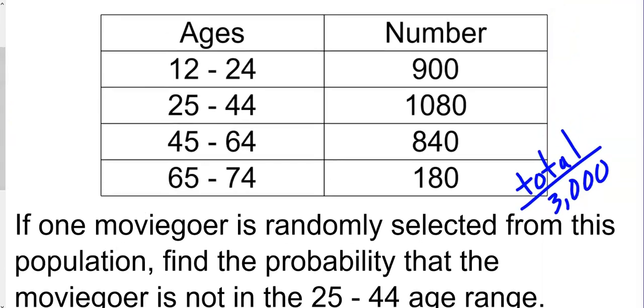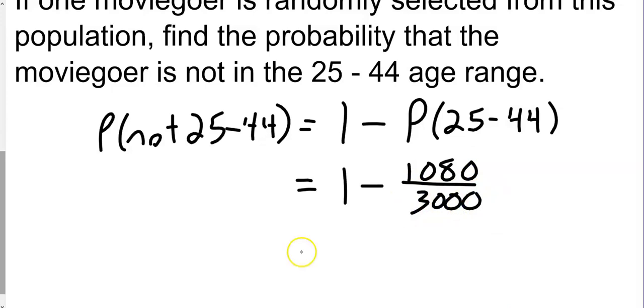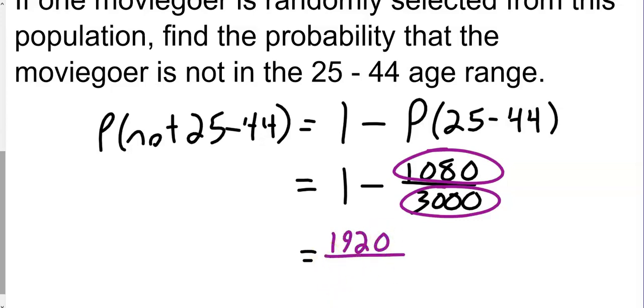Well, how many were there? There were 1,080. Out of how many were there total? 3,000. So again, you can go to your calculator and jump straight to the answer. But if you actually wanted to figure out what this probability was, take 3,000 minus 1,080. If you subtract those two, you find out that there are actually 1,920 people that were not 25 to 44 out of 3,000.